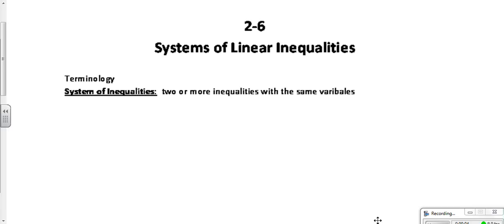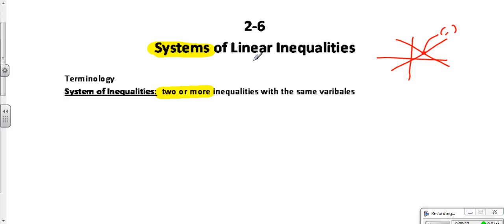2.6 System of linear inequalities. Now, when we do a system of equations, we're talking about two or more equations. A system of equations would be two equations. An example of that would be graphing two lines. If I have a grid and I graph a line and then another line, the solution would be their intersection point, and we would create a coordinate and have the solution.